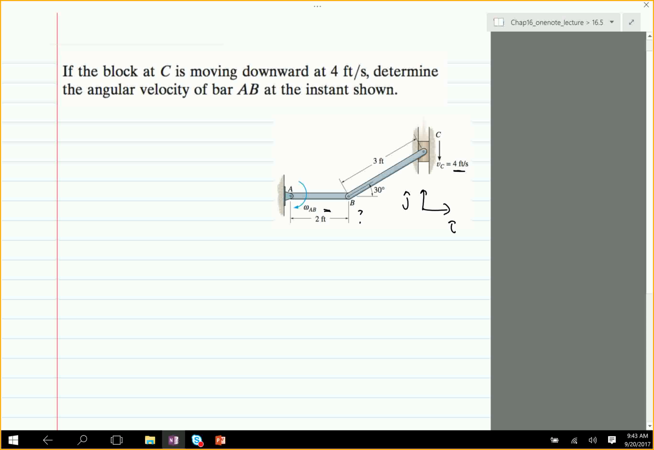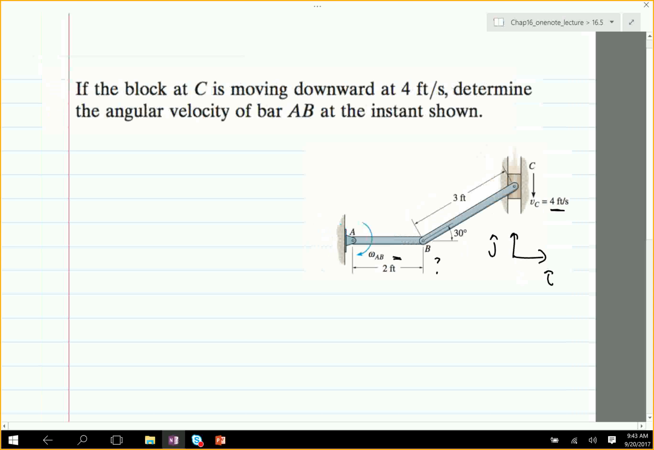You can write the equation for any combinations: A B, B C, A C. What I recommend is going from A to B, B to C. It's not very useful to write A and C. So I write the equation for A and B and C, ask myself how many unknowns, how many equations, and go from there. So velocity of B is velocity of A plus omega AB crossed with the vector r B with respect to A.